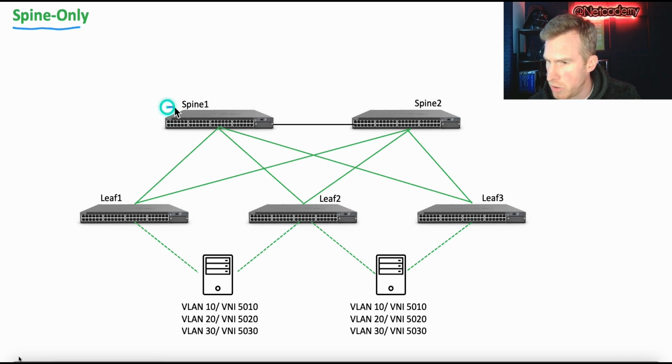So we've obviously got 2 spines. We've got spine 1 and spine 2 over here. Leaf 1, leaf 2 and leaf 3. And then we've got these multi-homed servers.